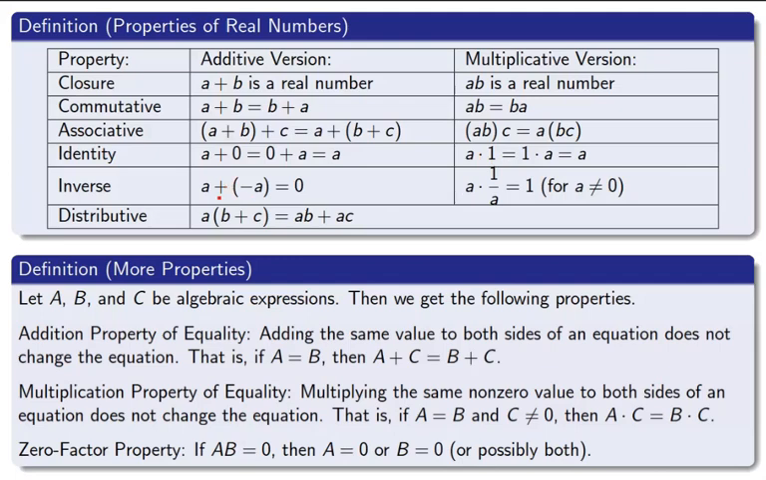Then we've got the inverse property. The inverse says that for every real number, there exists another real number that when you do the operation, you get the identity back. So for addition, it's the negative number that takes you back to 0. For multiplication, it's the reciprocal that takes you back to 1. But just one quick note, 0 times anything could never be 1. So 0 does not have a multiplicative inverse.